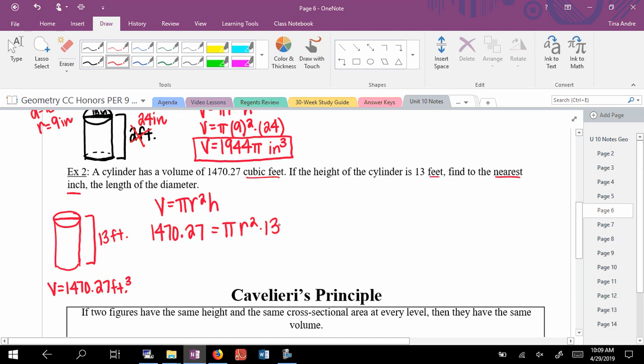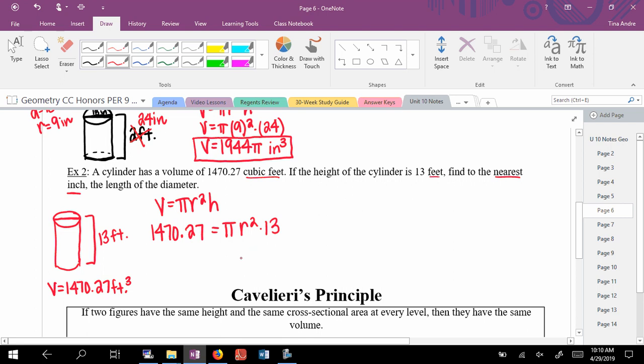And since we are going to be rounding to the nearest inch, I'm going to go ahead and actually divide out the pi. So meaning I'm going to put that in my calculator, but I'm not going to round until I get to the final step. So I'm not going to round until it's my final answer. So what we need to do here is we need to get the r by itself.